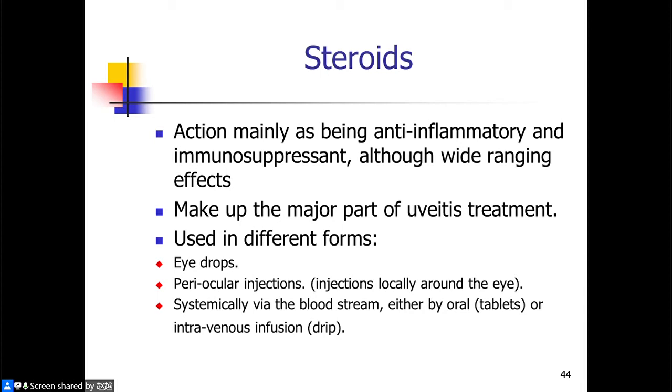Steroids. Their action is mainly anti-inflammatory and immunosuppressant, although their effects are wide-ranging. They make up the major part of uveitis treatment and are used in different forms: eye drops; periocular injections, which are injections locally around the eye; and systemically via the bloodstream, either orally as tablets, or by intravenous infusion, drip.